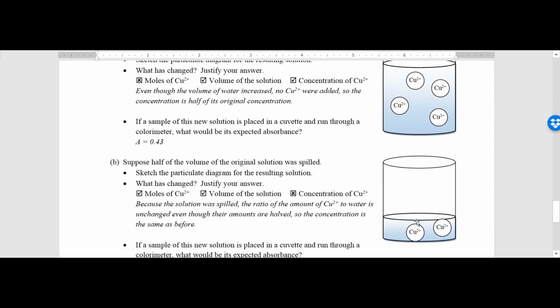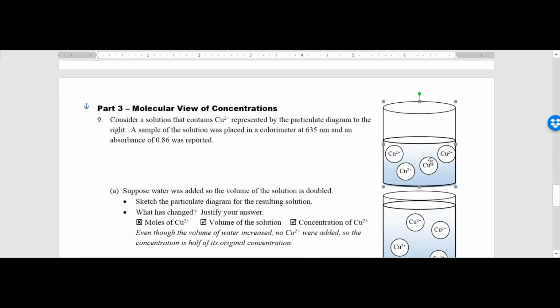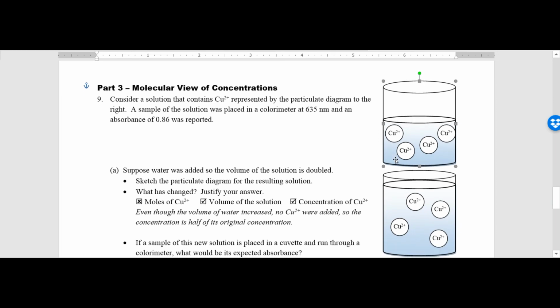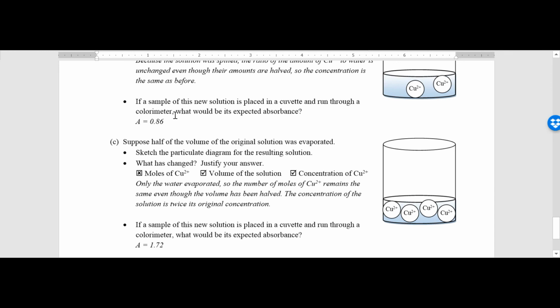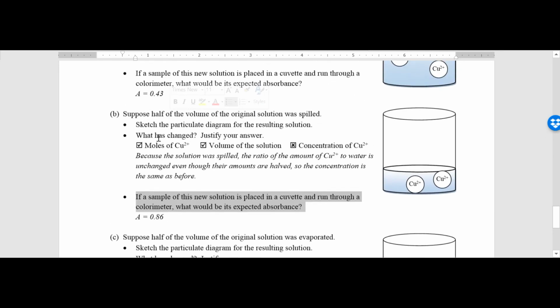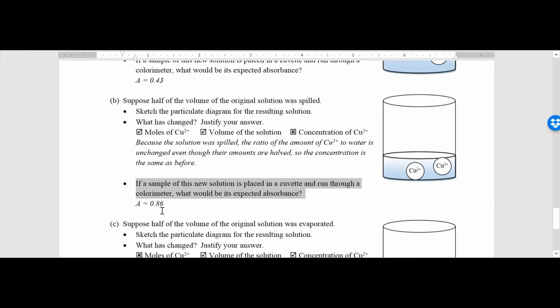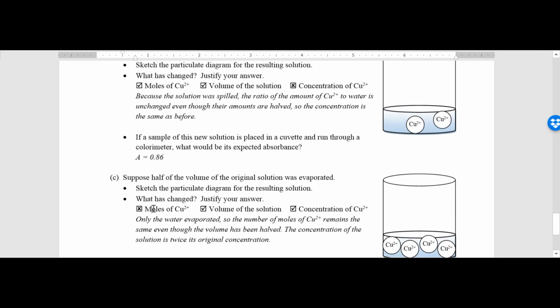So this is 2 divided by 2, pretend, and this is 4 divided by 4. So even though half was spilled, the concentration stays the same. And then, go ahead and calculate the absorbance of the sample as well, right? That one shouldn't be an issue. If the concentration stayed the same, the absorbance will be the same. So it should be 0.86, right?